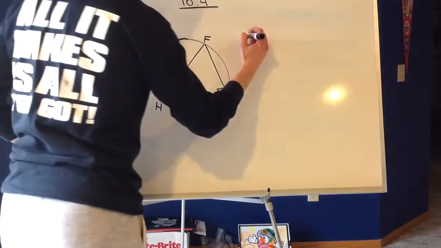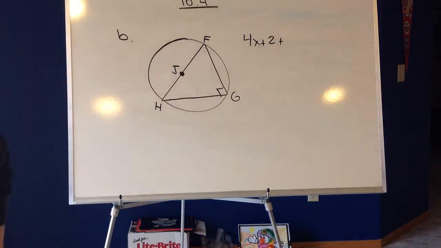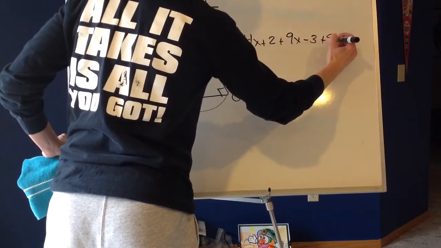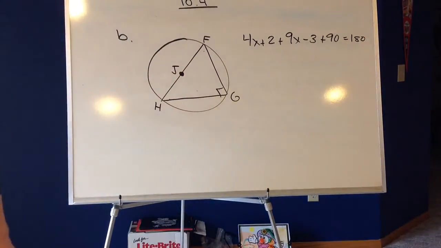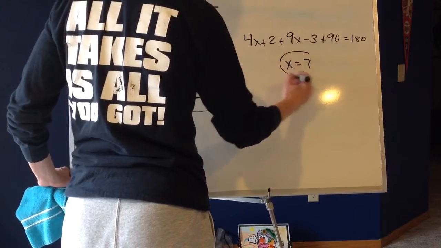So we can do 4x plus 2 plus the 9x minus 3 plus the 90 has to equal 180. Do your normal solving from there, and you will end up getting x equals 7.